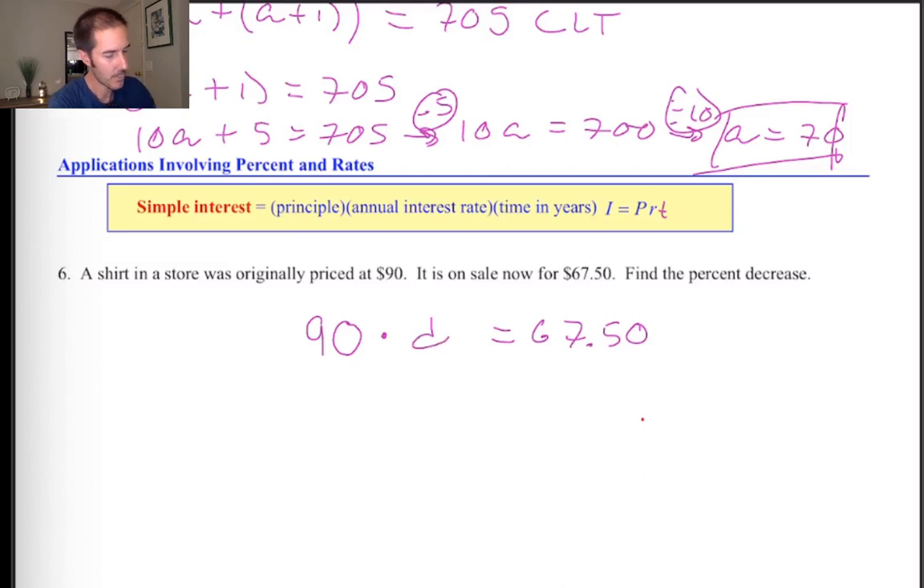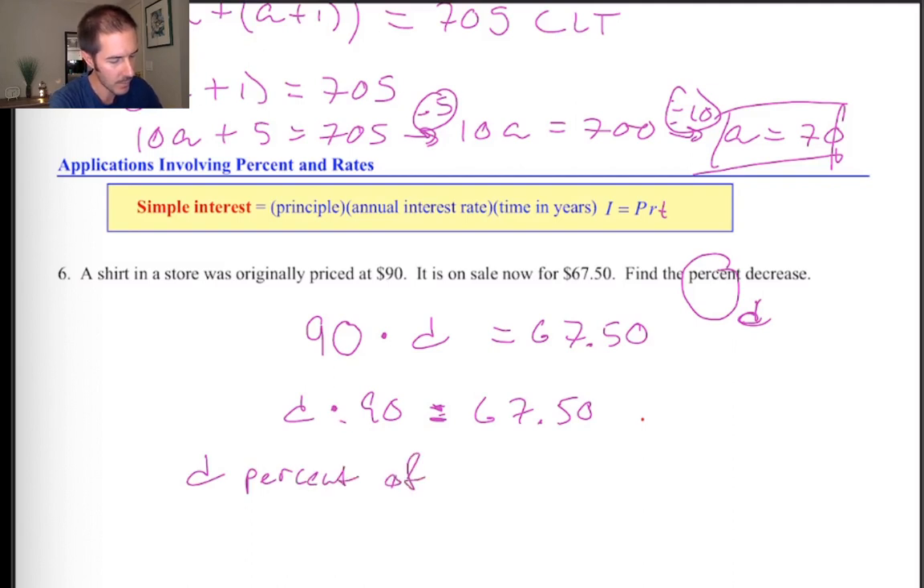And in fact, I'm going to rewrite this as D times 90 equals 67.50. And the reason I've rewritten it like this, with an equal sign now, is because I'm going to write out a direct translation of this equation in English. And the translation is this. The percent that we're working with here is D, by the way, so if you want to build that into your notes.